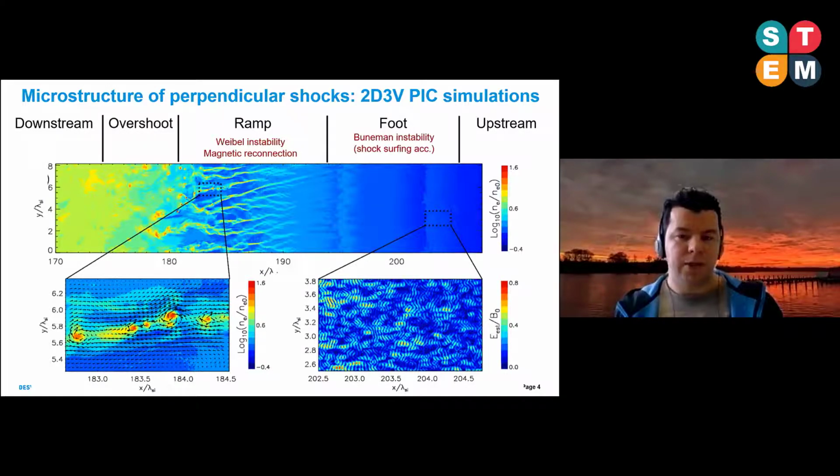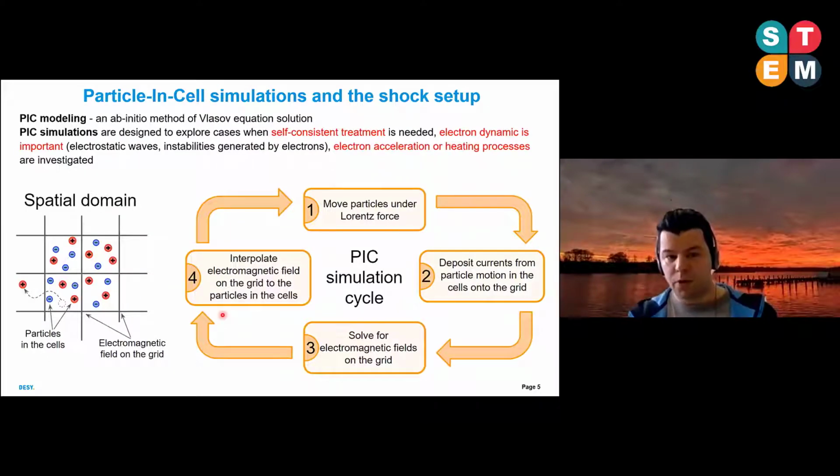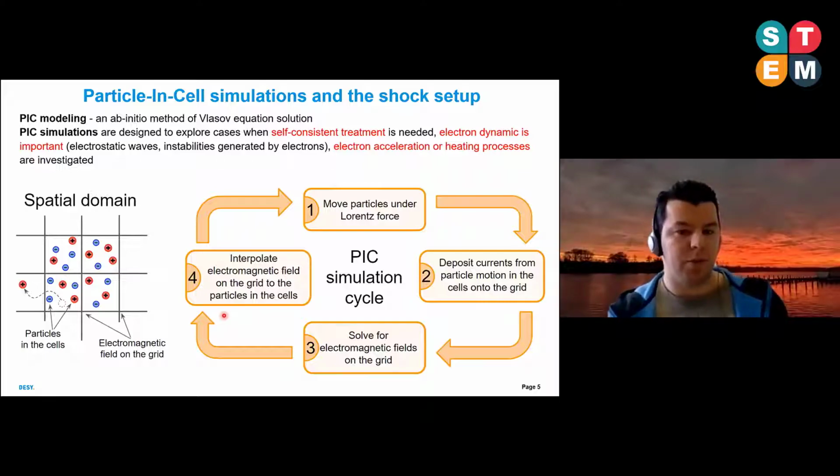To obtain such a nice figure and to cover all this physics, we use so-called particle-in-cell simulations, which is an ab initio method that treats both ions and electrons as particles. It means that we can cover both ion and electron physics as precisely as possible, essentially. In this method, the field is defined on a grid while particles can have any arbitrary position.